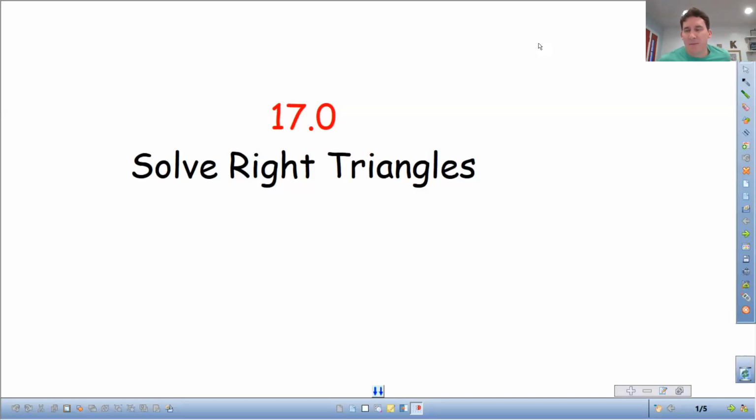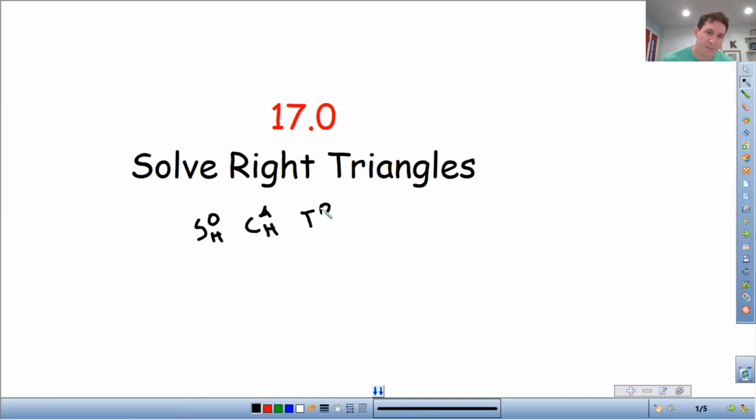All right, IM3. Today we are going to be using right triangle trigonometry to find missing angles in a right triangle. So, SOH CAH TOA. Sine is equal to opposite over hypotenuse, cosine is equal to adjacent over hypotenuse, tangent is equal to opposite over adjacent. And what we're actually going to be doing is using the inverse trig operations.